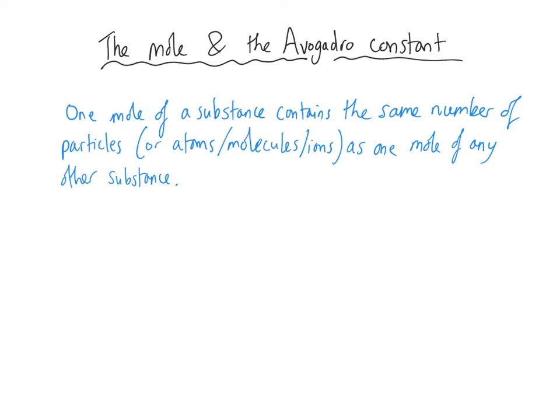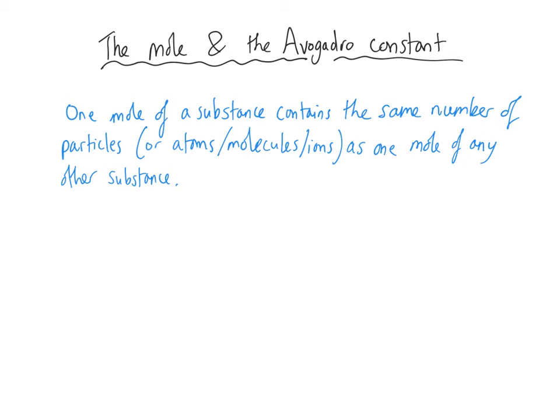Okay, so we're going to move on now to consider something which a lot of people, when they finish their chemistry course, actually say it was the most difficult part of the course, but actually it really needn't be, in my opinion. And so that is considering the mole and the Avogadro constant.